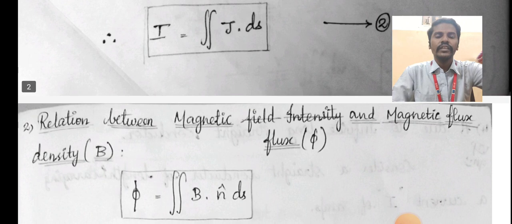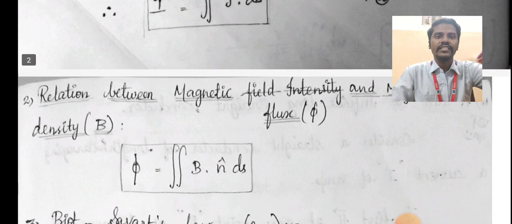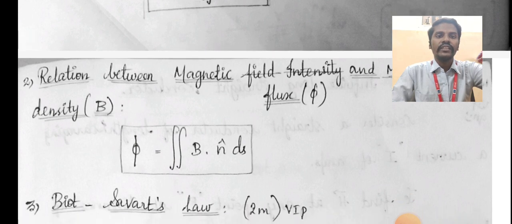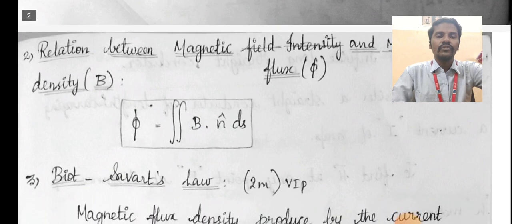Next we are going to see the relation between magnetic flux and magnetic flux density, which is given by the magnetostatic Gauss law, that is, surface integral B dot n cap ds is equal to phi, where phi is the flux and B is the magnetic flux density. This equation is also very helpful in deriving the magnetic field for various cases.